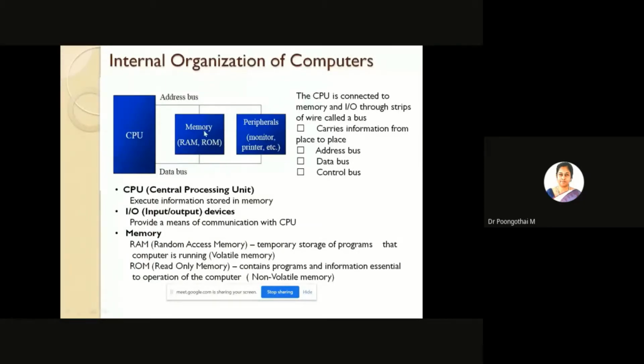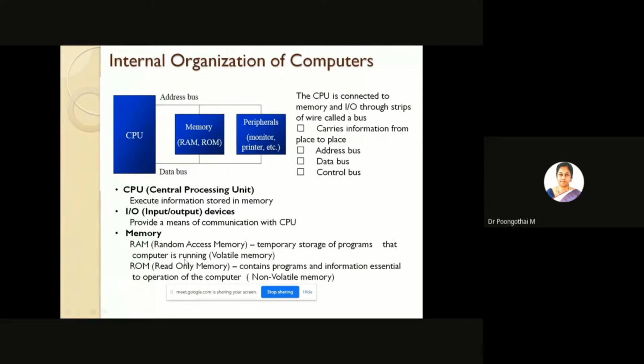And about memory, it consists of two types of memory, RAM and ROM. RAM is the random access memory. This memory is used for storing temporary programs, and it is a volatile memory. Volatile memory means that your data or information is lost when the power is turned off.